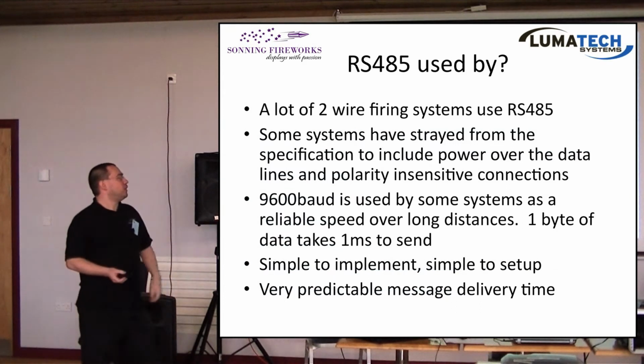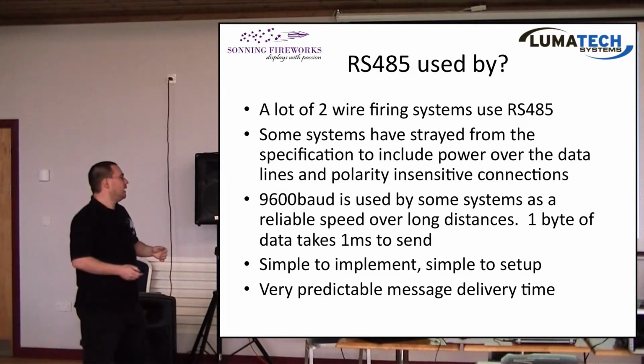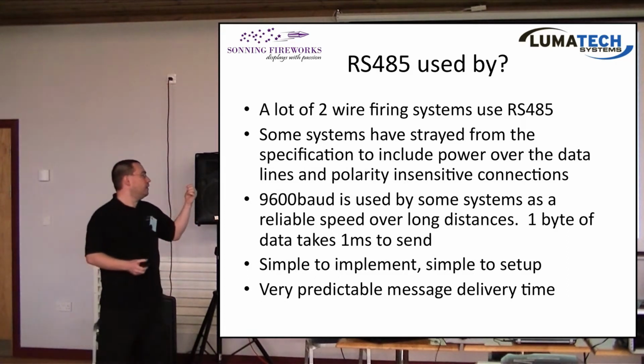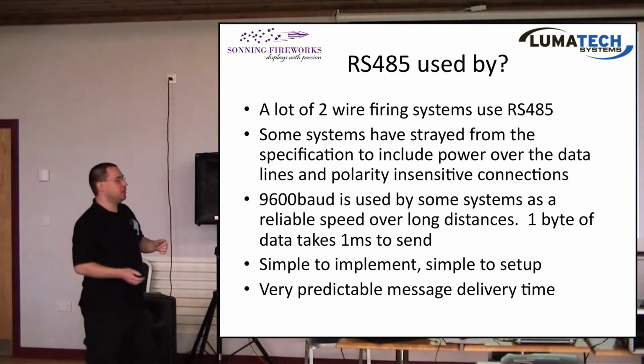So like I say, a lot of systems use RS485. Some systems have strayed from the specification a little bit to make it easier to use. So they put power over it, made the data lines polarity insensitive and stuff like that. 9600 baud, which basically means 1 byte of data takes 1 millisecond to send down the network, is used by a lot of systems. Certainly the Merlin one we got here uses that.